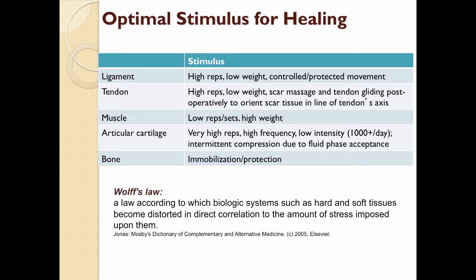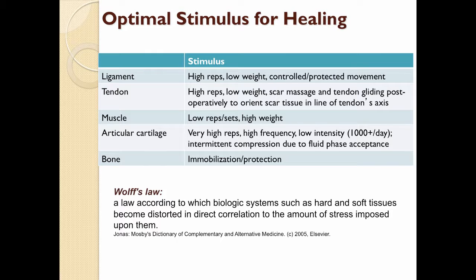So Wolff's Law is a law according to which biological systems such as hard and soft tissues become distorted in direction correlation to the amount of stress imposed upon them. So basically what Wolff's Law says is that soft tissue is going to heal in the lines of stress with mobility. So we're going to move soft tissue, whereas hard tissue, so again, we're thinking of bone, heals in the line of immobilization. So lines of stress with immobilization.